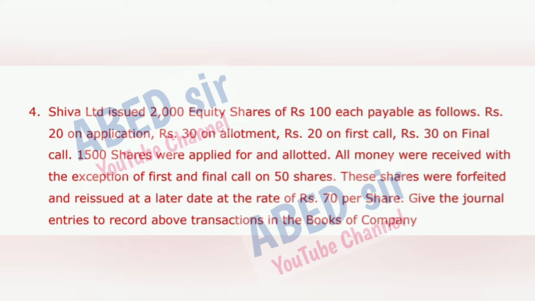All money was received with the exception of first and final call on 50 shares. These shares were forfeited and reissued at a later date at the rate of 70 rupees per share. Give the journal entries to record the above transactions in the books of the company.